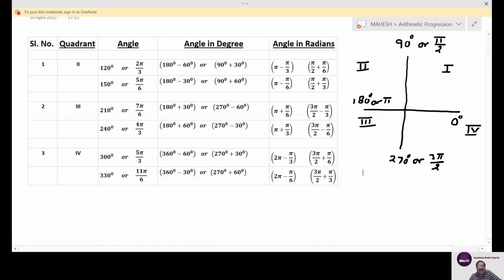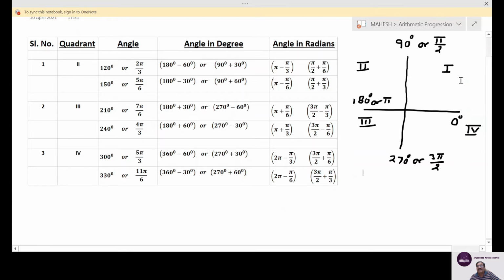If you see it thoroughly, then you will see that if the angle lies in the second quadrant, third quadrant or fourth quadrant, it can be described either in terms of 180 or 360 degree, that is pi or 2 pi forms, or 90 or 270 degree, or pi by 2 or 3 pi by 2.